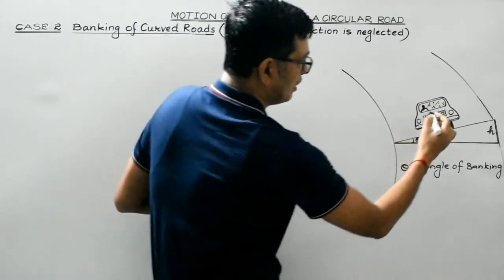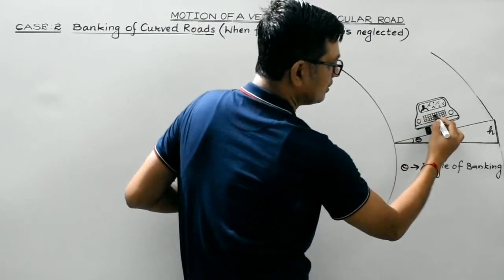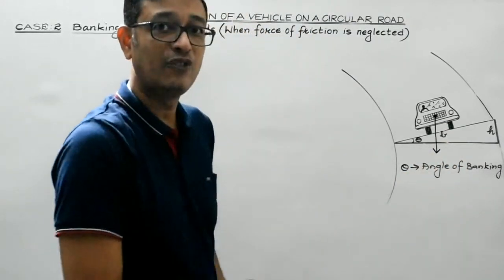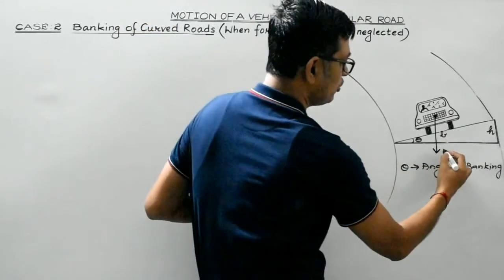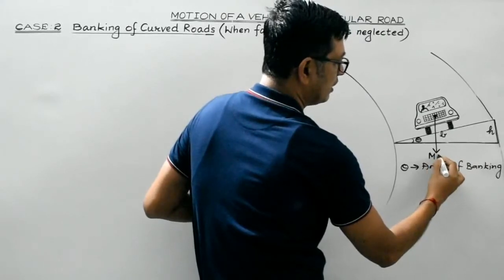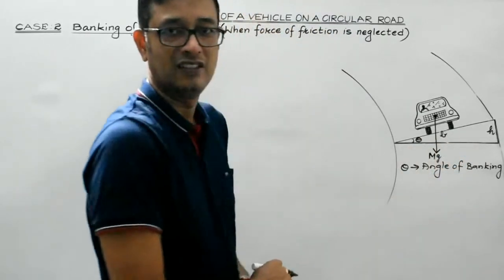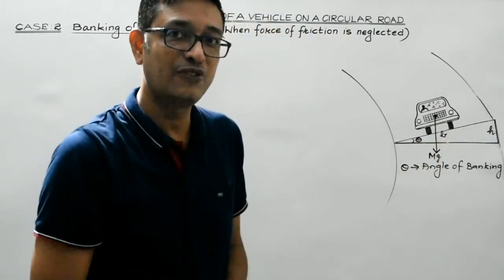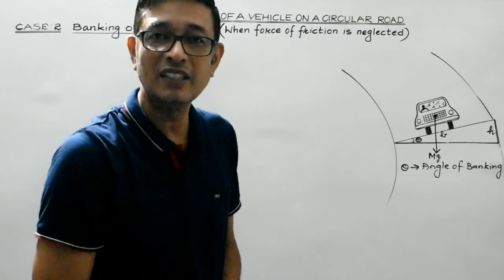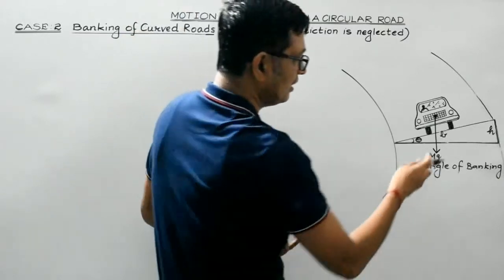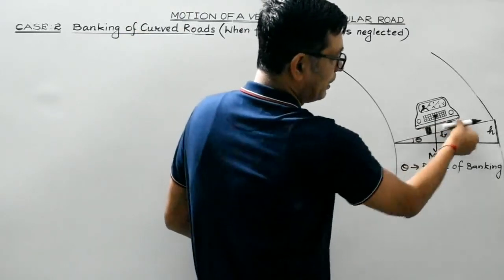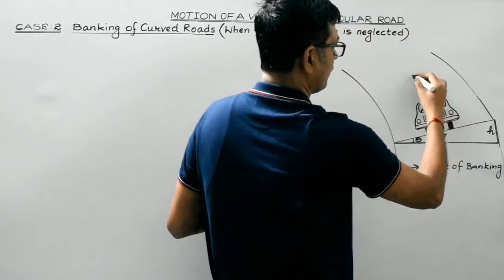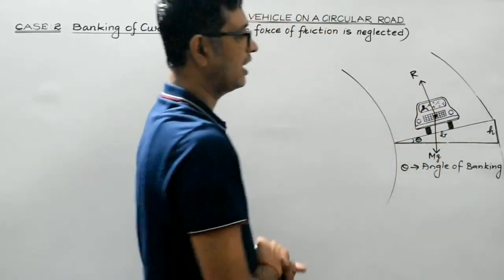So, this is the center of the mass. The force acting on the vehicle would be its own weight, that is mg, where capital M is the mass of the vehicle. Now this road will obviously exert a reaction force. Reaction force always acts normally, that is perpendicular to the surface. This is the surface, so the reaction force will be perpendicular to this surface. So it will be like this. This is the reaction force.